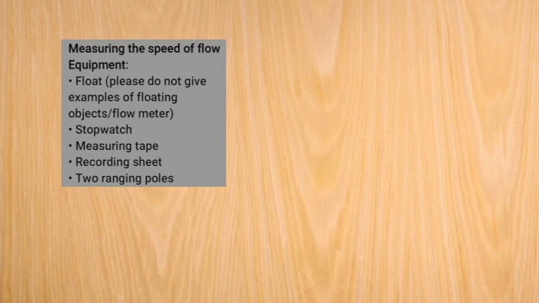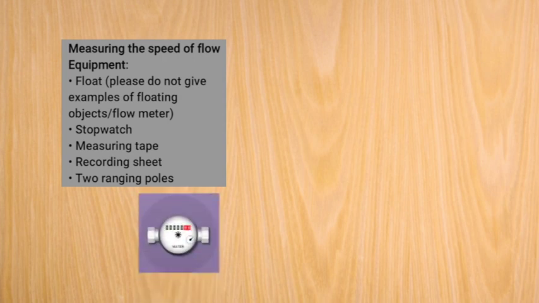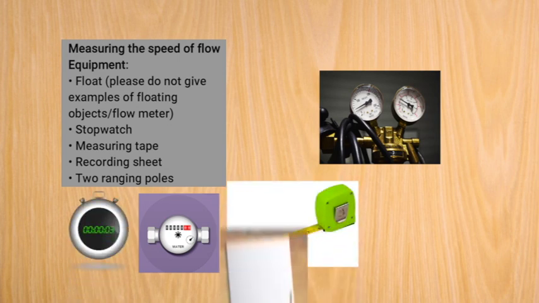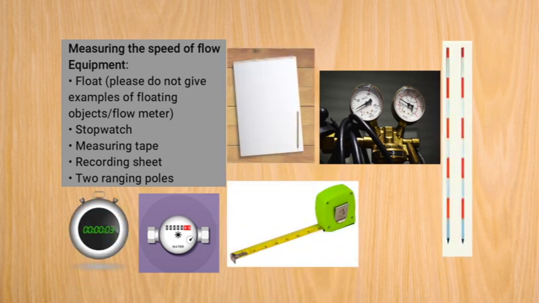Speed of flow or velocity can be measured in two ways, either using a float or a flow meter. It is important that you know how to use these methods correctly. We need the following equipment: float. Please do not give examples of floating objects. Flow meter, stopwatch, measuring tape, recording sheet, and two ranging poles. Remember, float and the flow meter, they just have one mark.